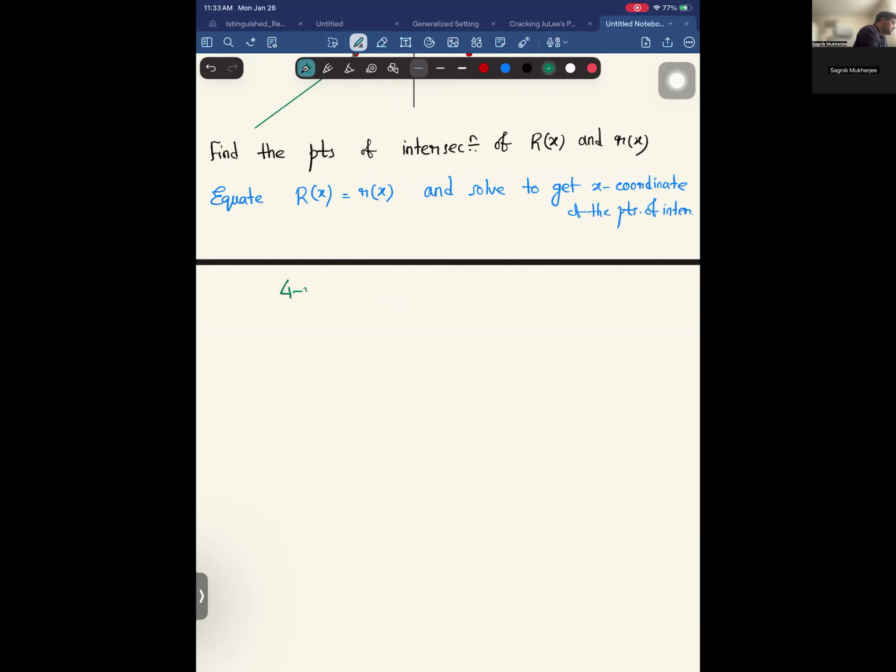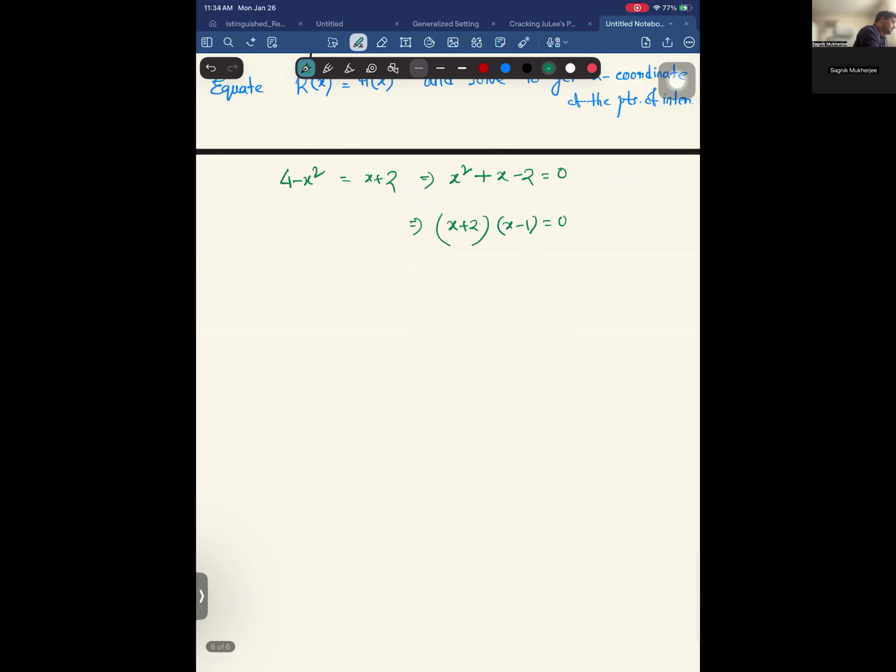So it is 4 minus x squared equals x plus 2. Solve it. So that means x squared plus x minus 2 is 0. That means x plus 2 times x minus 1 is 0. That means x is negative 2, 1.